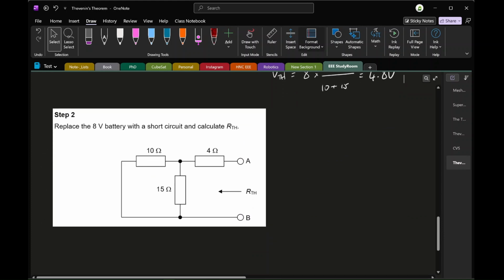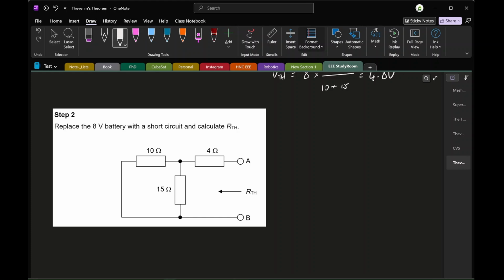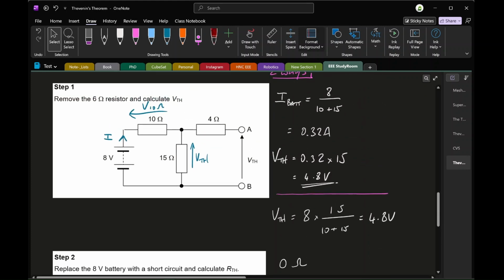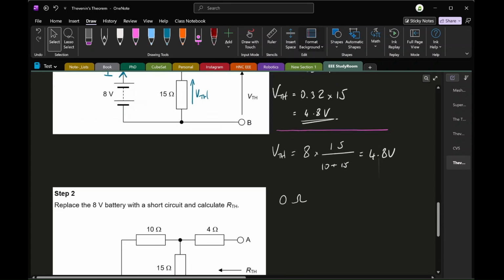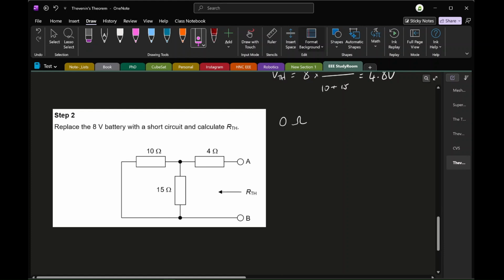Now that we've calculated the Thevenin voltage, we can now calculate the Thevenin resistance. And the step in this procedure is we need to replace the 8 volt battery with its short circuit, in other words 0 ohms. So as you can see, beforehand, we had an 8 volt cell. We assume the internal resistance to be 0 ohms in the case of our theoretical example.